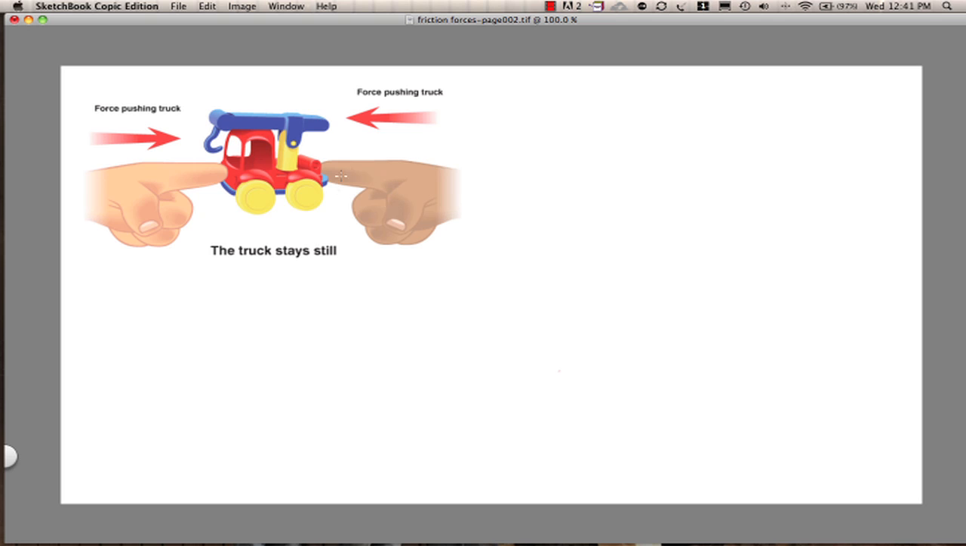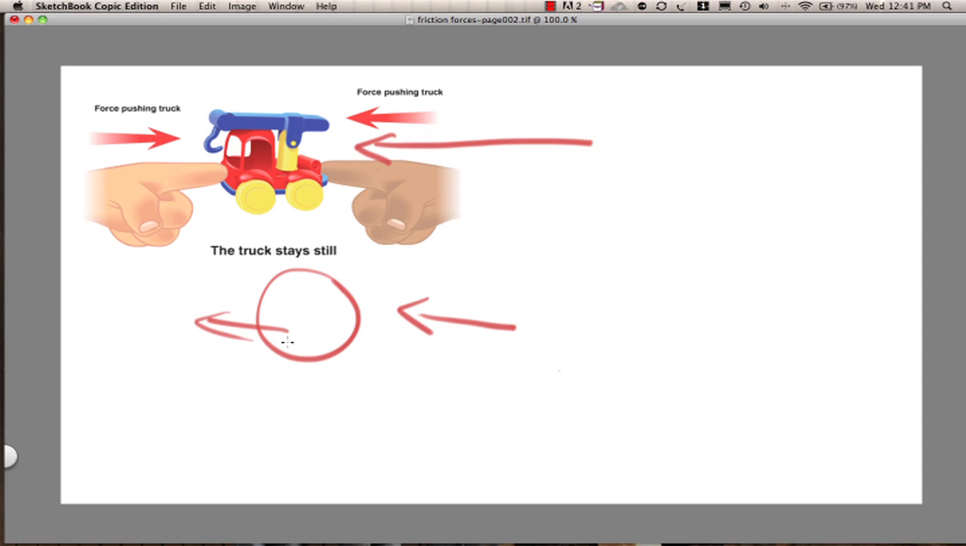Now, if one side increases the force, let's say doubles that force on the other, then that truck now is going to move in the direction of the net force. So if we subtract the forces, maybe the net force might only be about this big, but it's still enough to move that truck in that direction. Now that becomes an unbalanced or a net force. The net force is what can cause the accelerated motion.